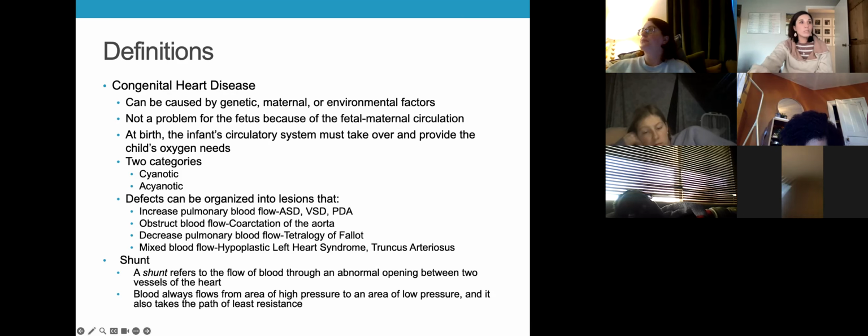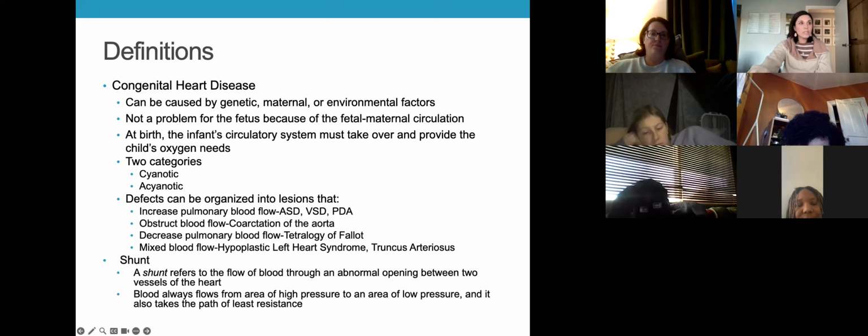We have obstruction of our blood flow altogether. So that's going to be our coarctation of our aorta. And we'll talk about that in detail later. Decreasing our pulmonary blood flow is going to be tetralogy of Fallot. We'll talk about that at length. And then mixed blood flow is going to be our hypoplastic left heart syndrome and our truncus arteriosus.